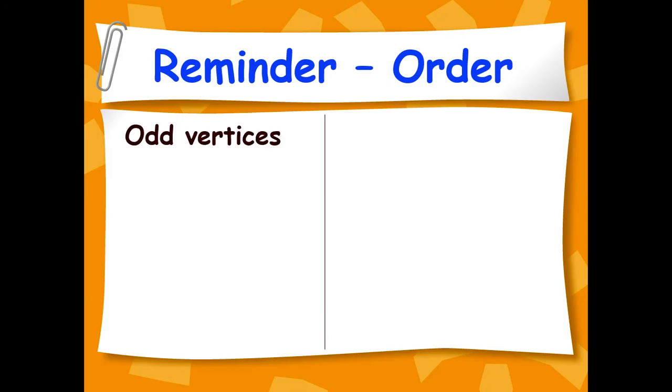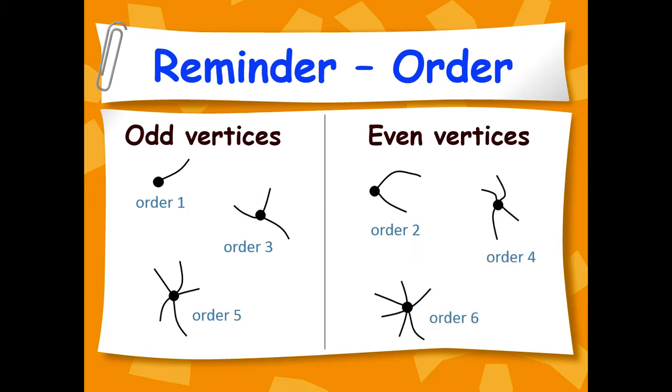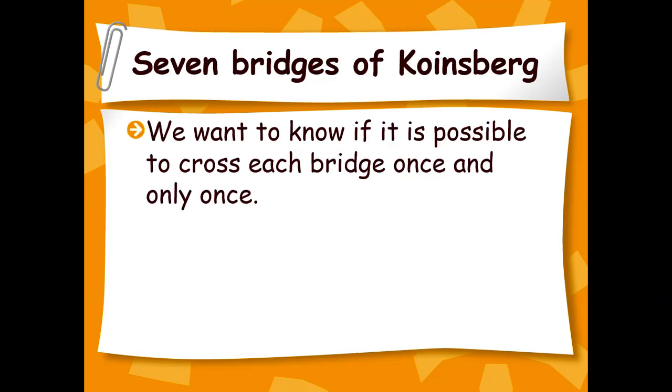When we talk about order, we can talk about odd vertices and even vertices. An odd vertex that has order 1 just means there's one arc that goes into that node. The number 3 is another odd number, so order 3 would be a node that has 3 arcs going into it. Equally, order 5 means it's a node with 5 arcs going in. Even vertices or even nodes would be numbers like 2, so you've got 2 arcs going into it, 4 arcs, 6 arcs. Okay, so just a reminder about what the order is and what odd and even vertices or nodes are.